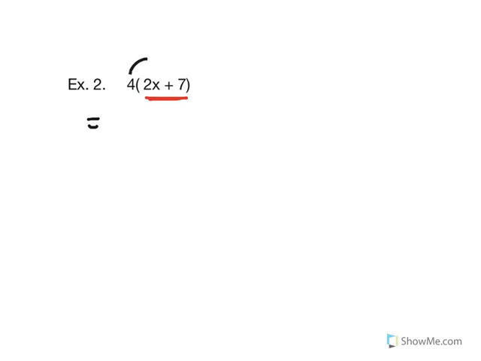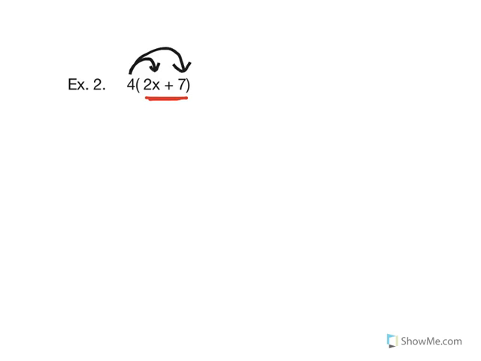So what I'm going to do is I'm going to pass that multiplication out to every term that's inside those parentheses. So the 4 is going to multiply times the 2x first. And then the 4 is going to multiply times the 7. Notice there's a plus in between, so that plus can easily come down. Now, I don't typically write it out this way. I just wanted you to see what I was doing here.